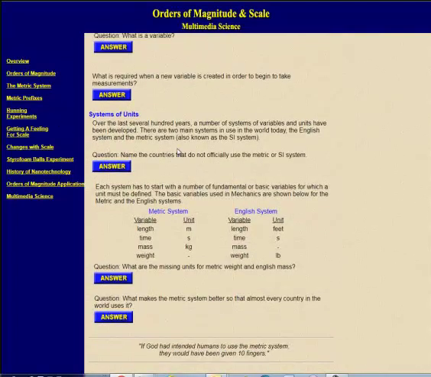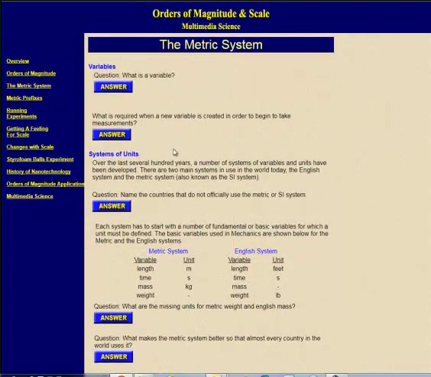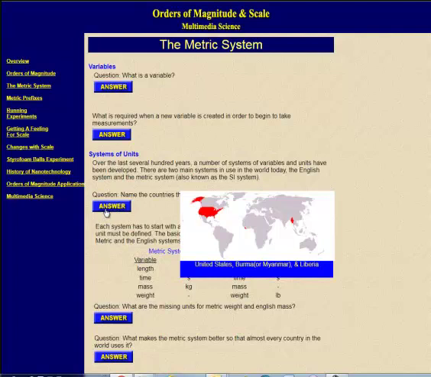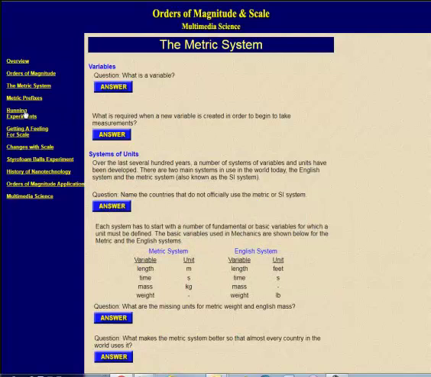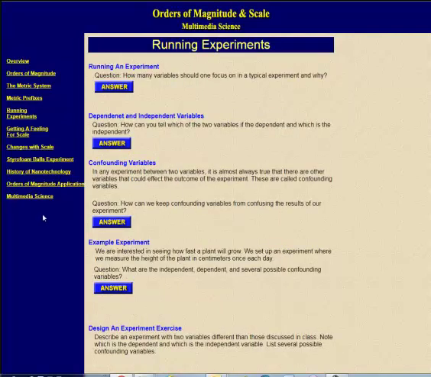We talk about the metric system with some questions. For instance, which countries do not officially use the metric system? And the answer is not many. Basically, the United States and Burma. We're in proud company here. We talk about metric prefixes, running experiments, and confounding, dependent and independent variables.